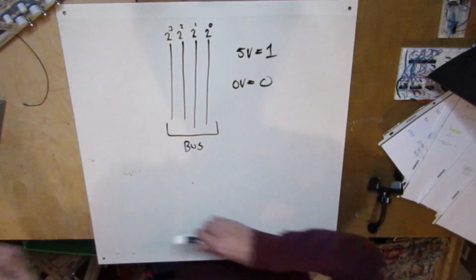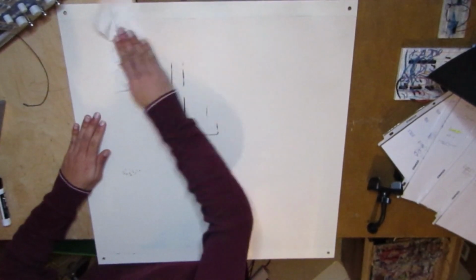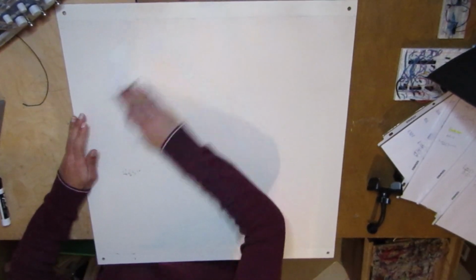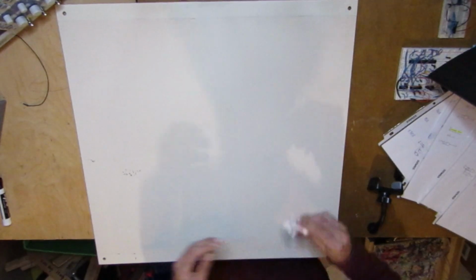This is what collectively, when they're first designing, they decide. You can make it whatever you want. But with the logic I'm going to be explaining, we're going to go with the convention that 5 volts is a 1 and 0 volts is a 0.